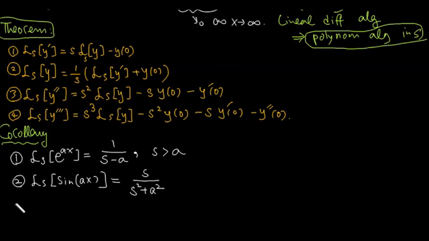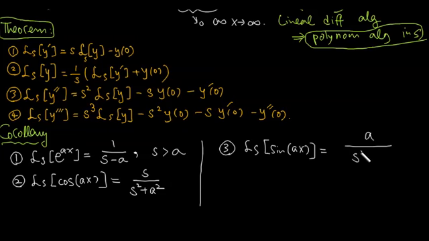And number 3, this is supposed to be cosine, and that's supposed to be sine in here. The Laplace transform of sine ax is a divided by, running out of room, let me write it over here. Okay, we're over here now. And a over s squared plus a squared.